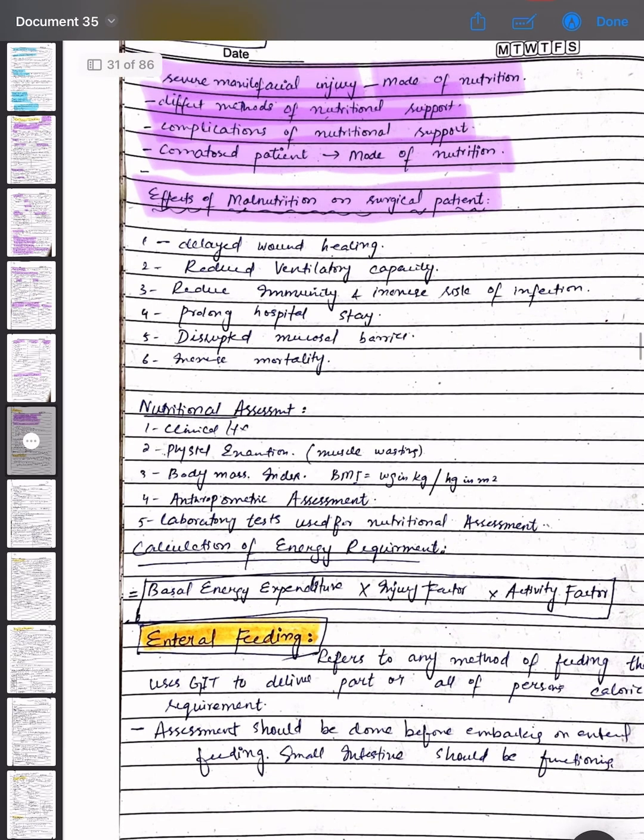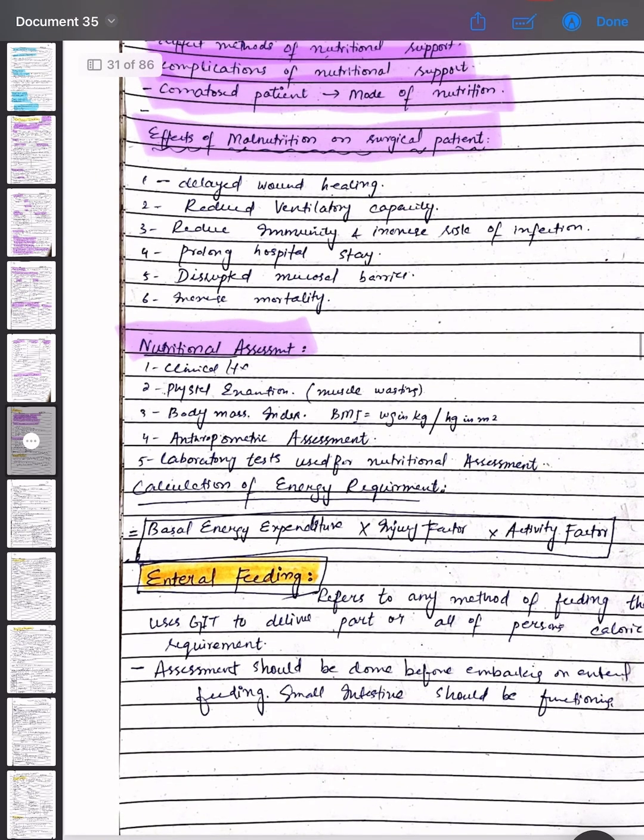Nutritional assessment, how will we do the nutritional assessment? First we will do the clinical history, then we will do the physical examination, then we will check the body mass index, that is BMI, weight in kgs divided by height in meters squared, then we will do the anthropometric assessment, then we will do laboratory tests used for nutritional assessment.